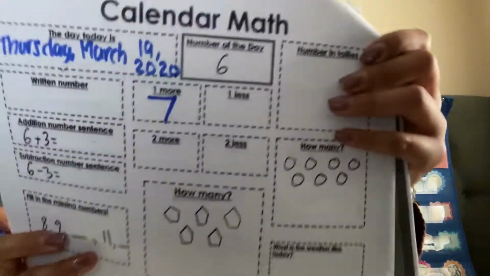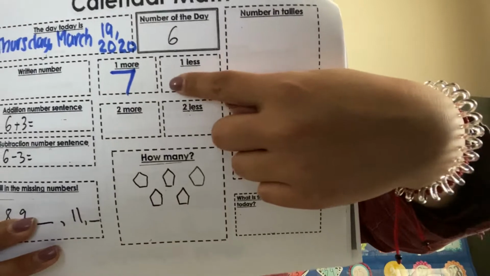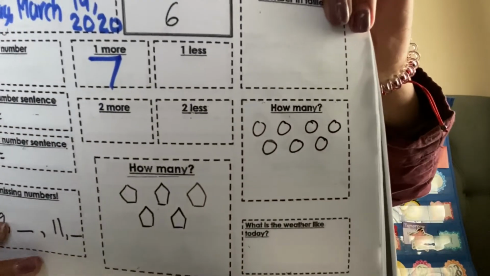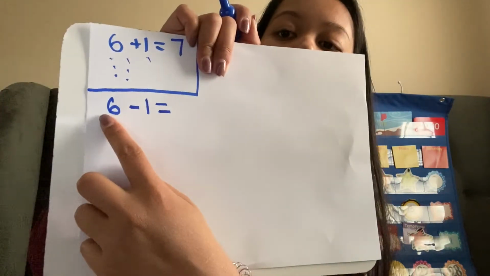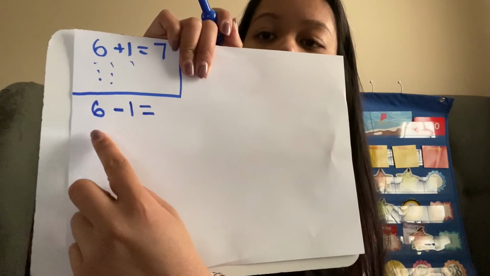So I'm going to write that in my box right here, 7. And then we're going to move on to the next box, the one that says 1 less. Again, we're going to do another problem. We're actually going to do a subtraction problem. So instead of doing 6 plus 1, we're going to do 6 minus 1. So again, I already did 6 minus 1 equals.